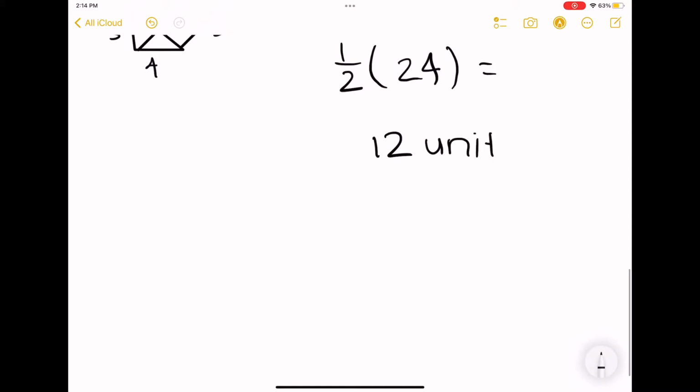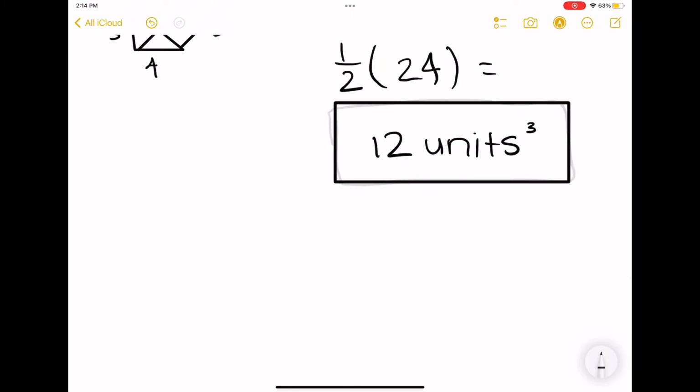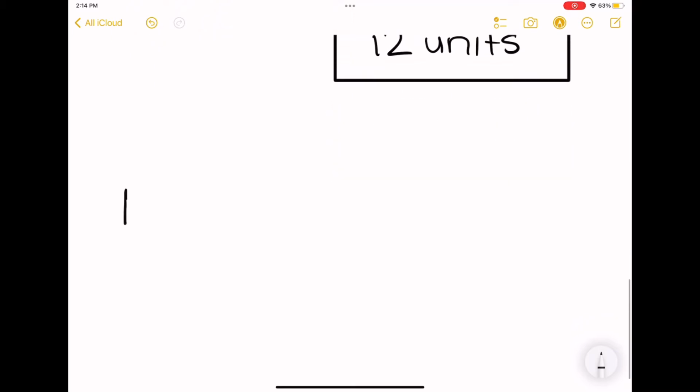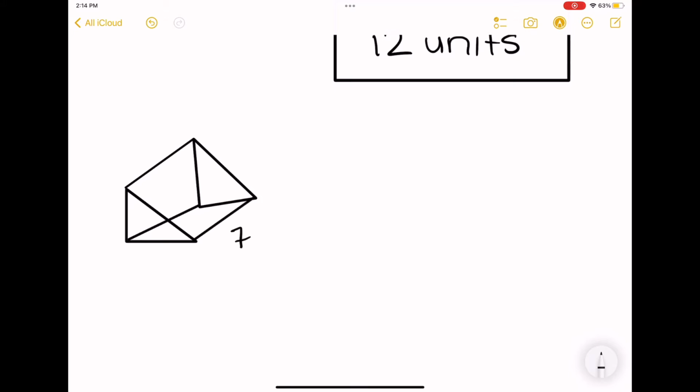And remember, we'll always have units cubed because we are multiplying 3 units times 4 units times 2 units. So units times units times units, which in turn gives us units cubed. And this applies if we were to have centimeters, meters, inches, feet, yards, any unit, it will still apply.